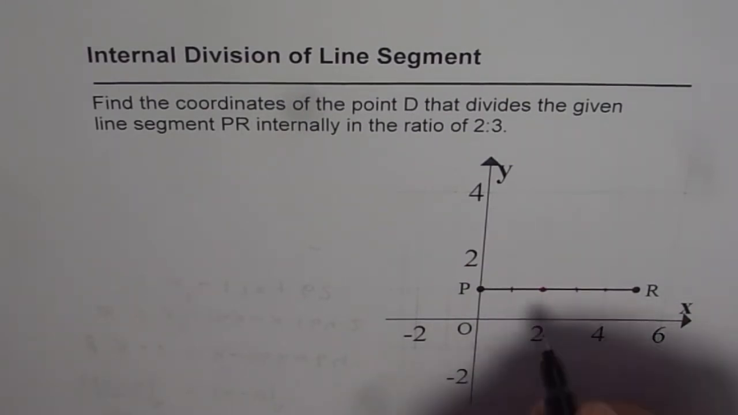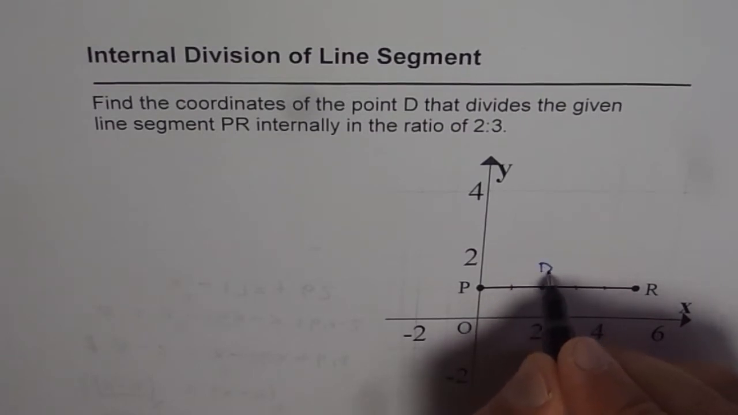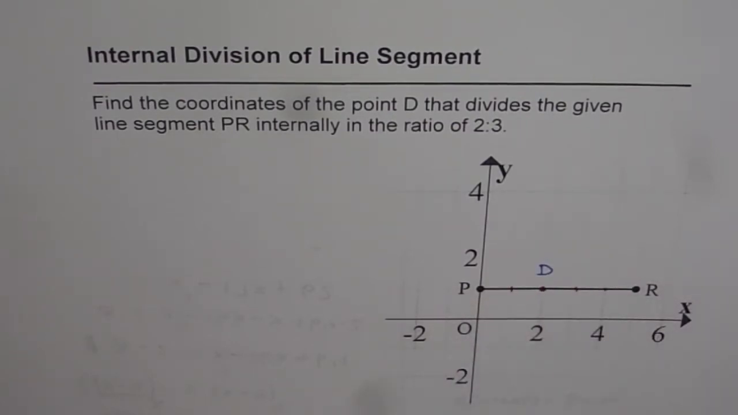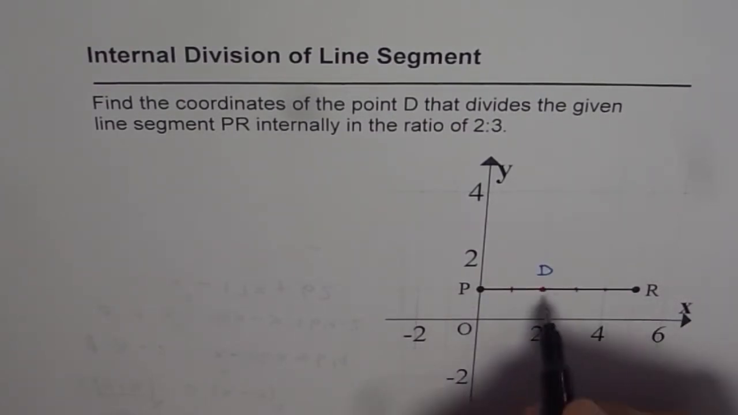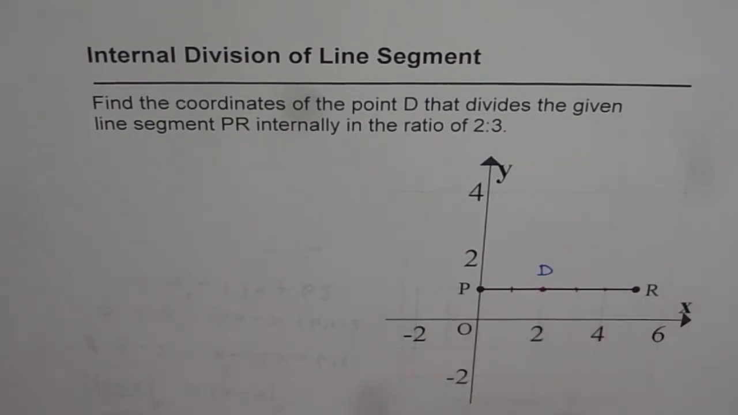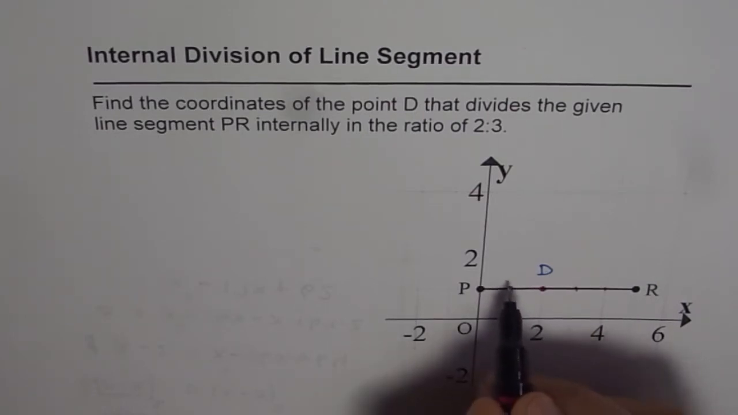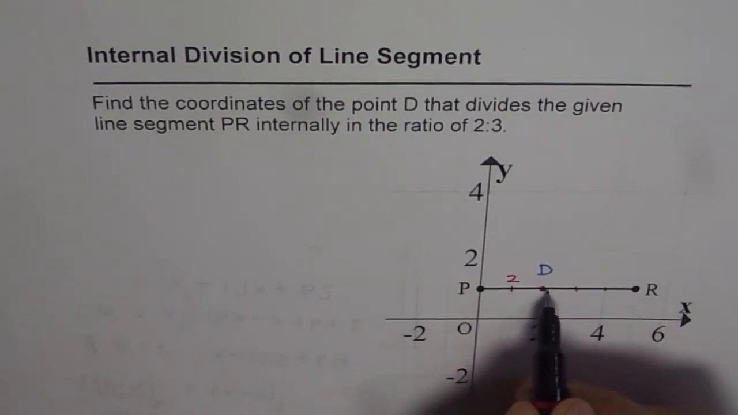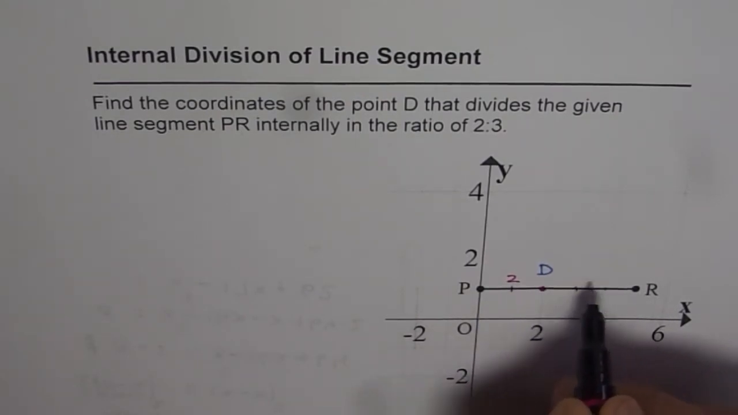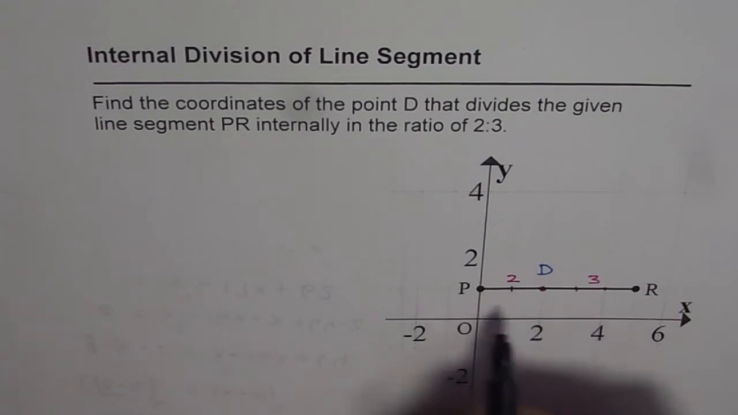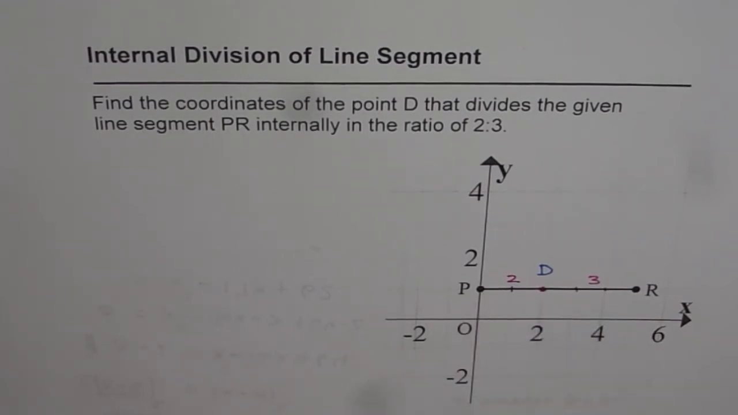So let me write down point D now here. And since we have a coordinate plane, we know D is (2, 1), correct? That is the coordinate for point D. P to D is 2 for us, and D to R is 3: 1, 2, 3. So D divides PR in the ratio of 2:3. Simple. So we get our point in this particular case.